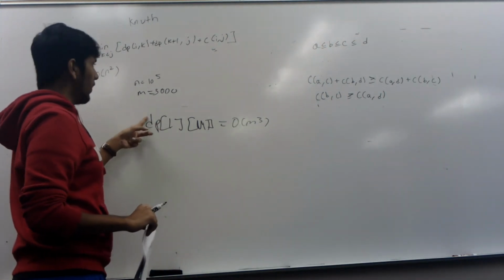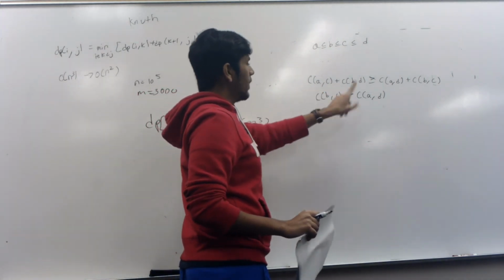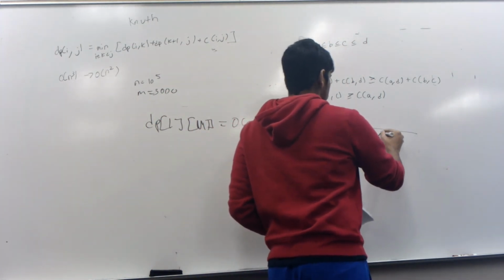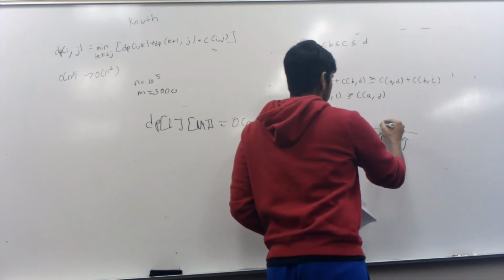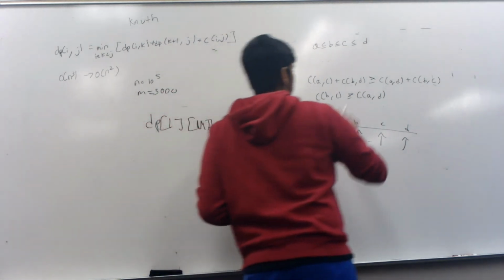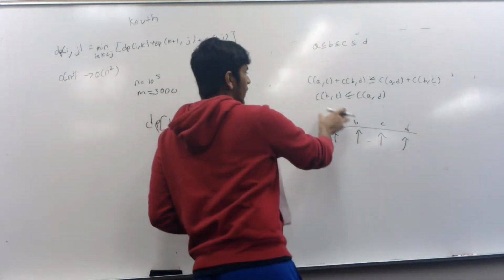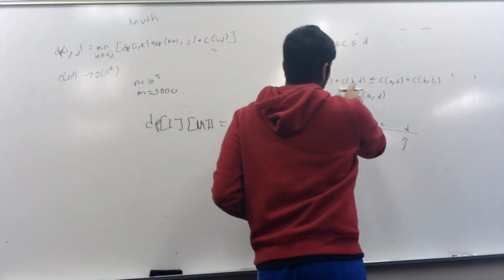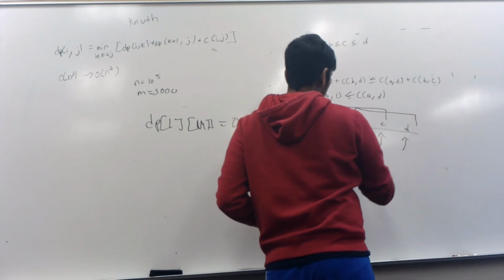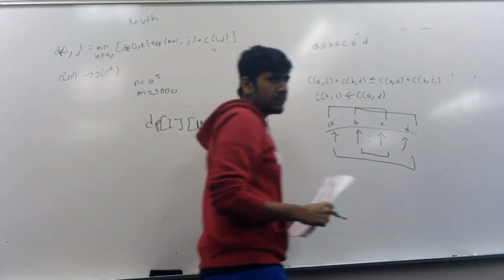So maybe we want to apply this optimization over here. How can we prove this? If you have a bar with cuts at A, B, C, and D, how do we show that the cost from A to C plus the cost from B to D is less than or equal to the cost from A to D plus the cost from B to C?